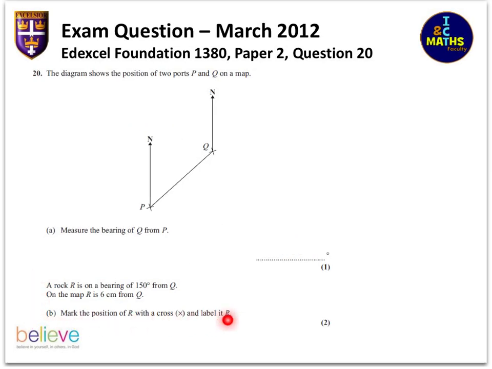Okay, let's look at part B. Part B is asking you to pinpoint the location of another place. The place in question is called R for rock, I guess, and it's from Q. So we're looking at a bearing measured from this north line, again clockwise. It's got to be 150 degrees, so we will have to figure that out again, probably with our protractor. And this other key information is it's 6 centimeters away, so you're going to have to measure 6 centimeters.